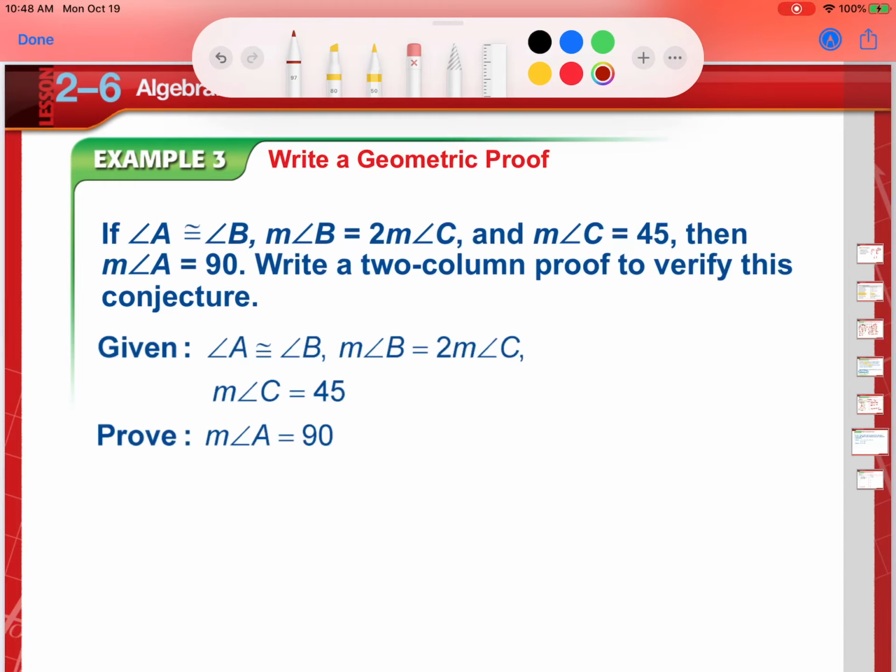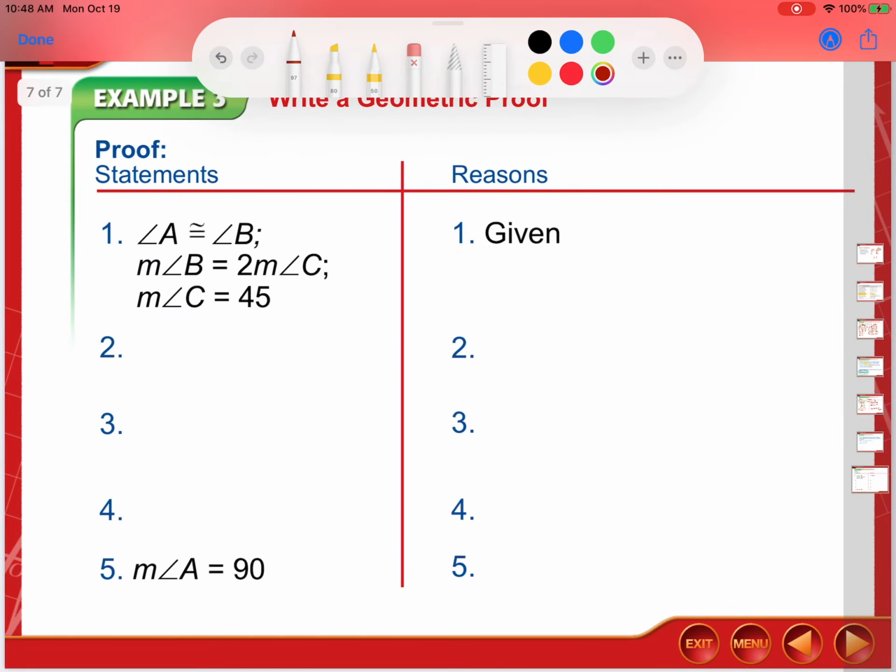I got to find where I am. All right, cool. So, first things first, I got to write my given statement. So, angle A is congruent to angle B, angle B equals 2 times the measure of angle C, and angle C equals 45. A lot of information given there. So then at the bottom I have this statement that I'm trying to prove, which is the measure of angle A equals 90 degrees. So that's my end goal. That's where I want to get to.